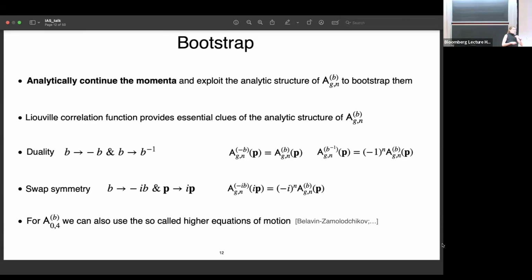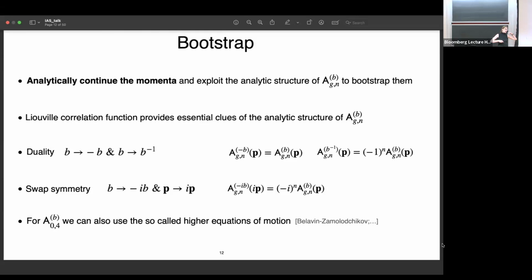And then exploit all the things that we know about Liouville theory, all the things that Zamolodchikov and many other people have told us about Liouville theory already. So once we analytically continue the momenta away, we can harness the analytic structure of the A_gn to develop some sort of bootstrap technique. It's not the conventional bootstrap; you impose all the constraints that we have to bootstrap these string amplitudes. And a lot of those constraints come from the Liouville CFT correlation functions. These Liouville correlation functions have discontinuities, they have poles.